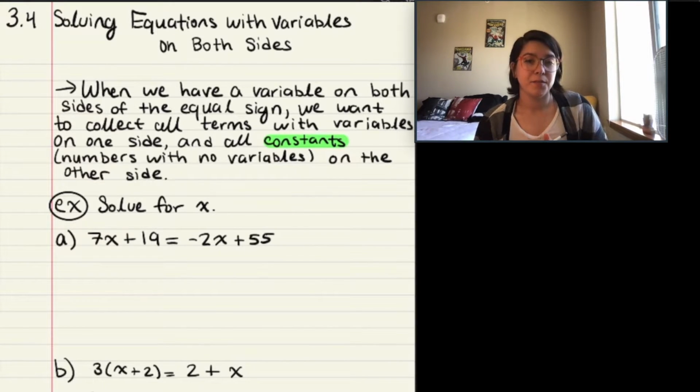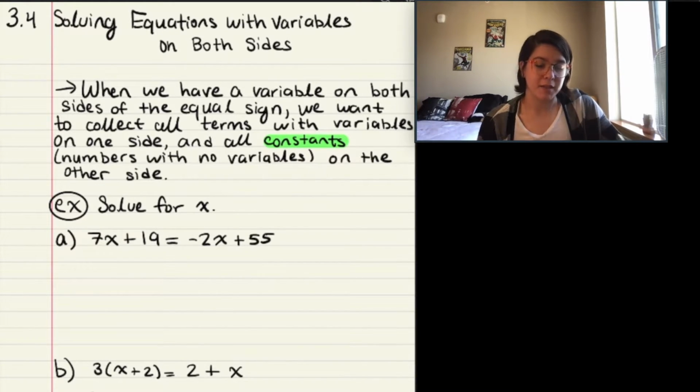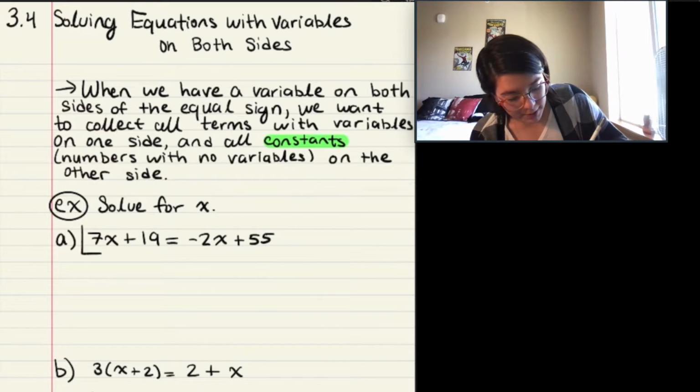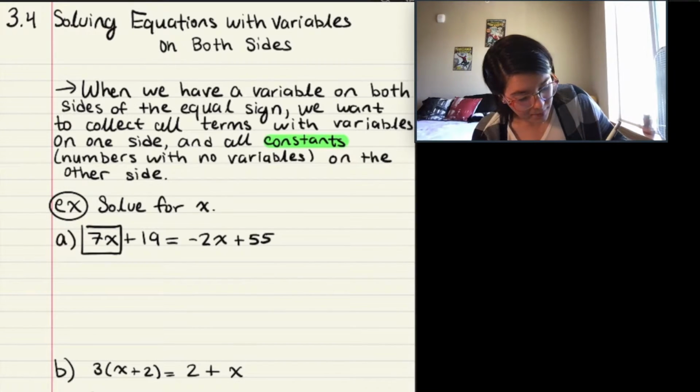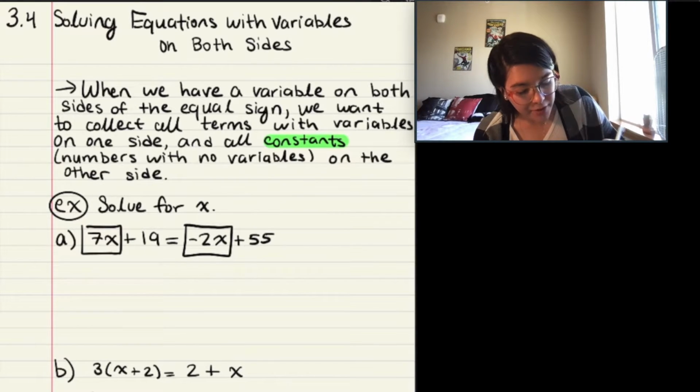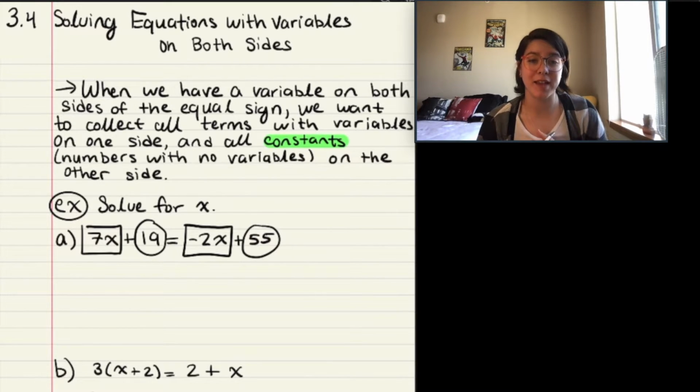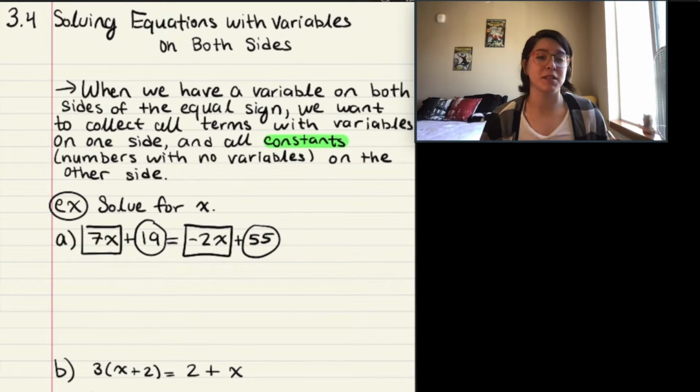So what I like to do is box all of my x terms. So we'll box these guys, our 7x and our negative 2x. And then I'll circle our constants. So I'll circle 19 and 55. Now our goal is to get all of the x terms on one side of the equal sign and all of our constants on the other side.